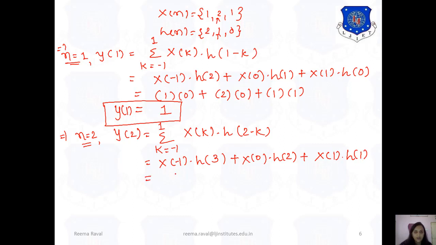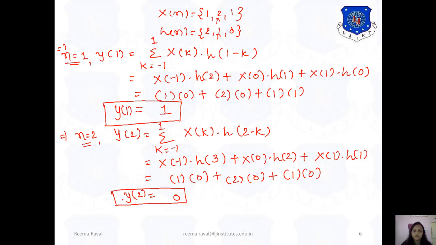Okay. So x of minus 1 is what? 1. H of 3 is not there, so it is 0. X of 0 is 2. H of 2 is not there, so it is 0. Plus x of 1. X of 1 is what? 1. And h of 1 is 0, right? So the answer will be 0. Okay. So y of 2 is equal to 0.